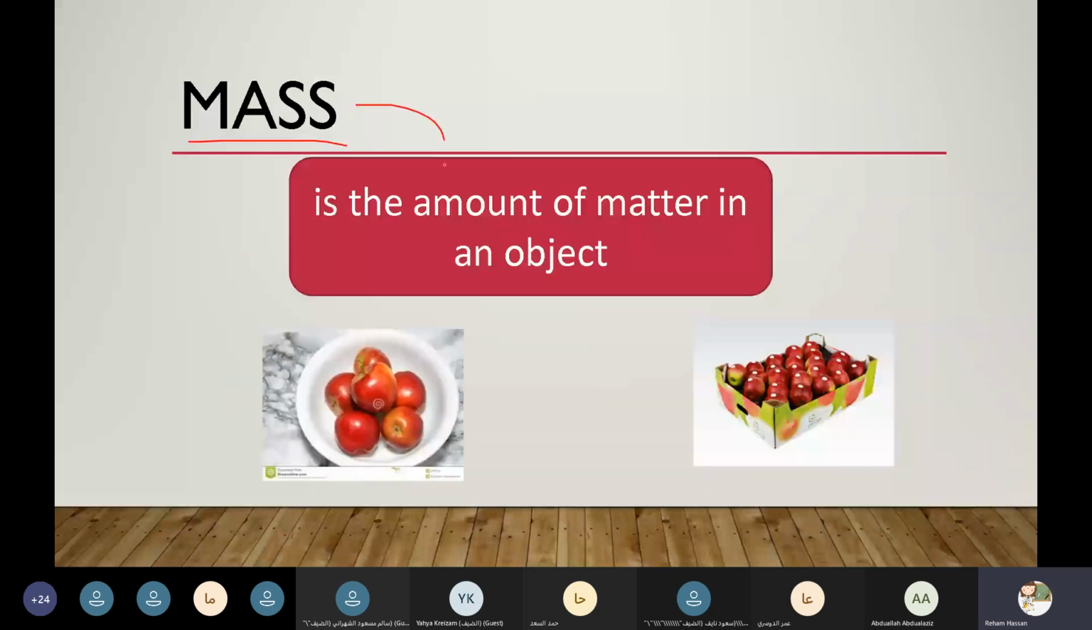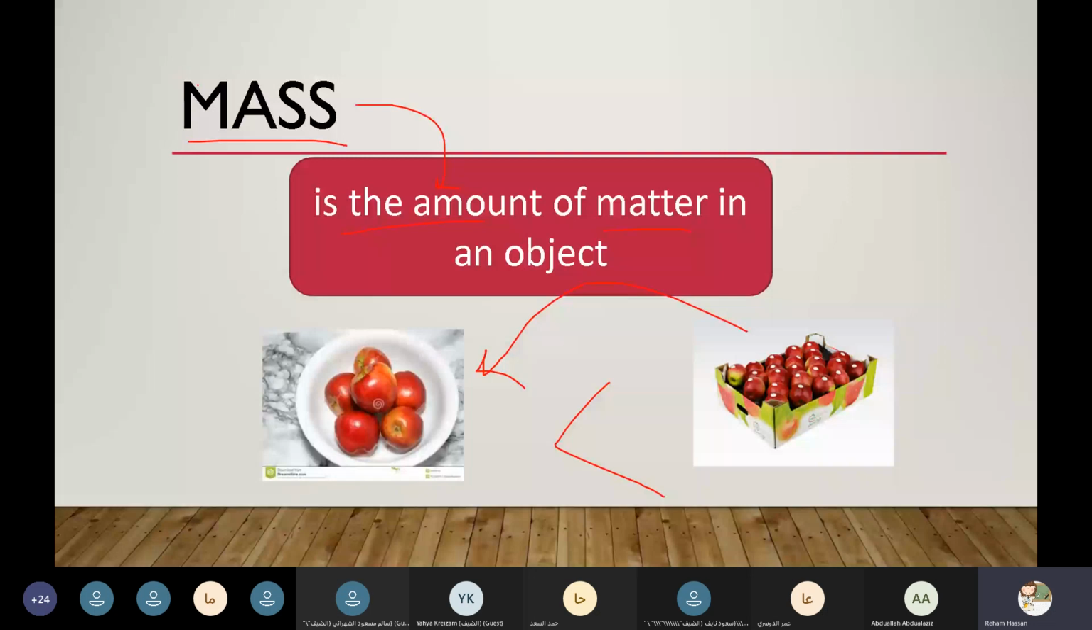Mass is the amount of matter in an object. So here, the amount of matter in this object is bigger than the amount of matter in this one. Here, the amount of apple is more than the amount of apple there. So the amount of matter in an object is called mass.